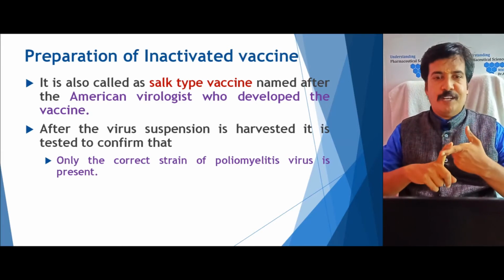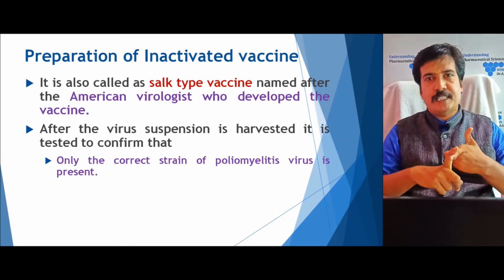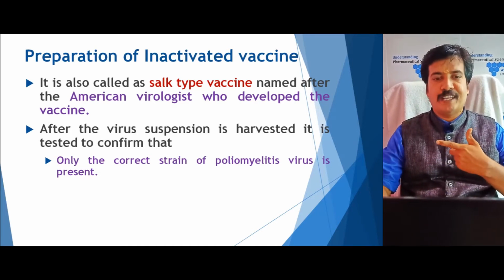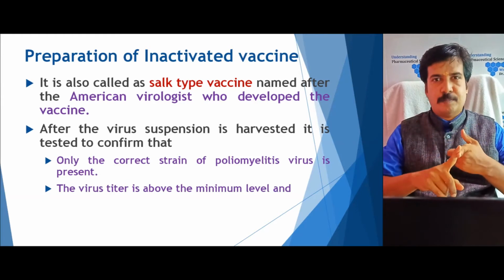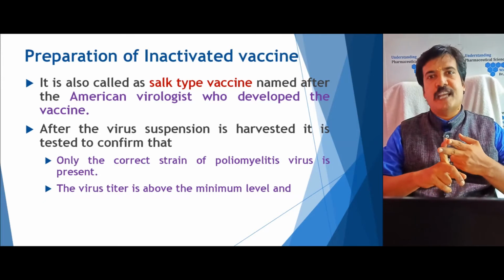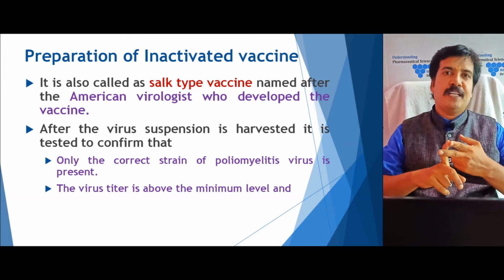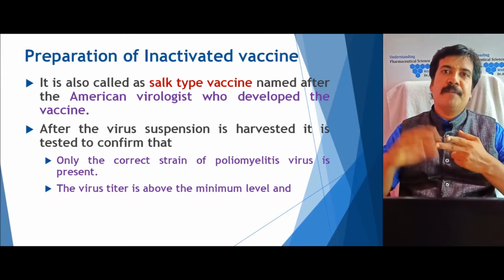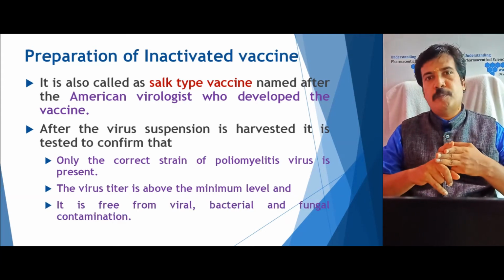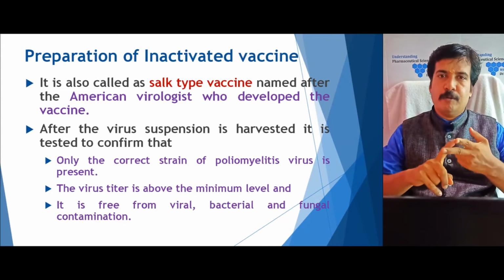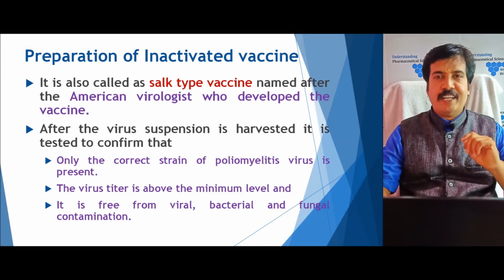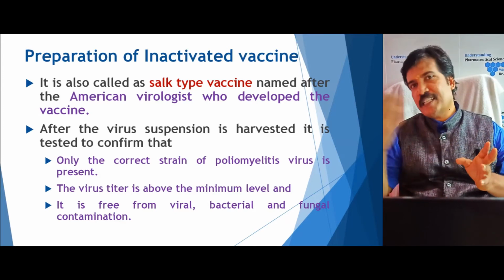So the first check, after cultivation of the viral suspension, is whether we have cultivated the correct strain of the polio virus and it is present in the suspension. Second, we have to check whether the viral titer value is enough so that it can be administered as a vaccine. That means we need a minimum level of viral titer value. Third, it should be free from other microbial, that is bacterial and fungal, contamination. So this viral suspension is used for the next step.